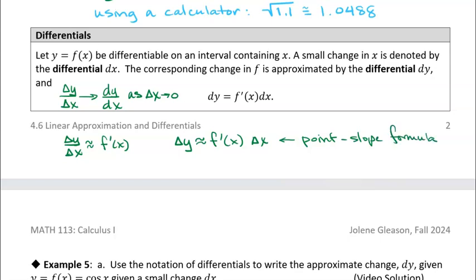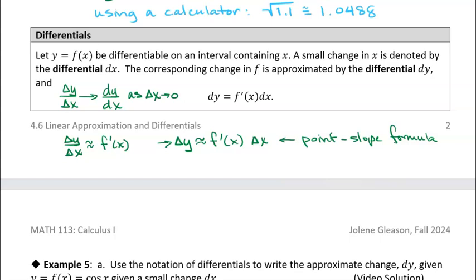Okay, now there's a little technicality here with the differentials. We say that a small change in y is approximated by this differential, f prime of x times dx, the small change in x. But it looks a lot like this, right? It makes sense because we know that's true. And as delta x goes to 0, it's going to get closer and closer. That small change in y is just going to be the derivative times the small change in x. That's all a differential is. It's just that dy and that dx.